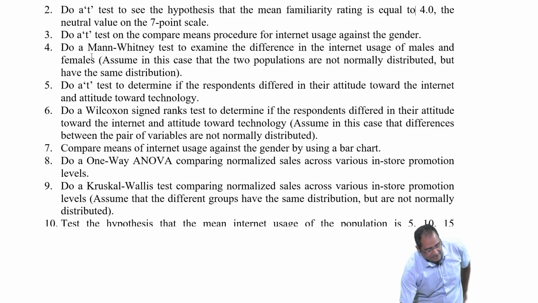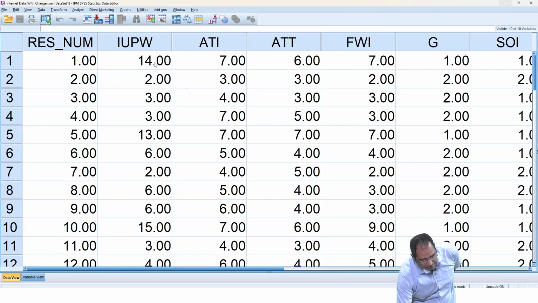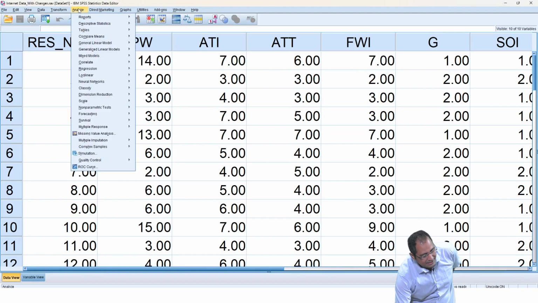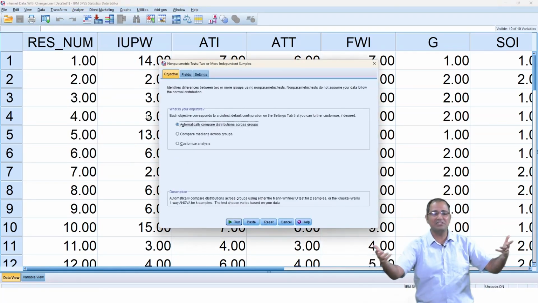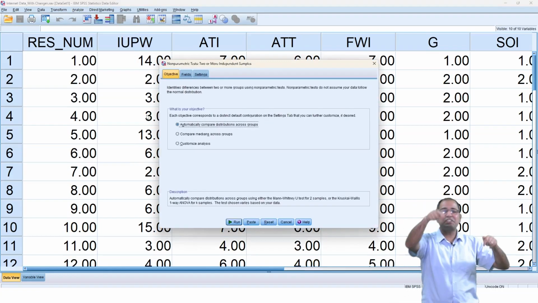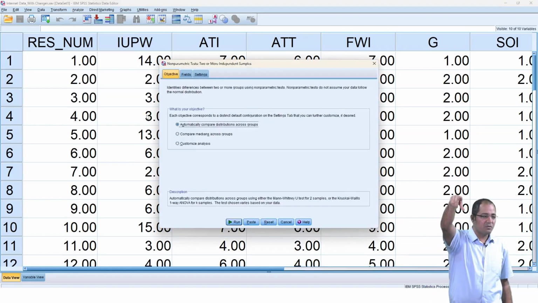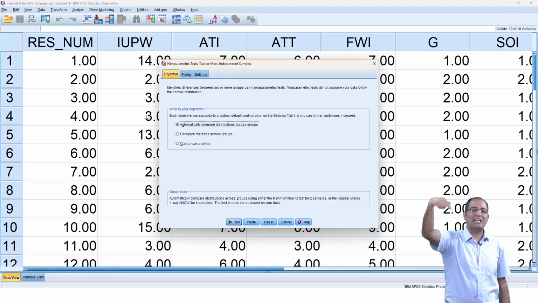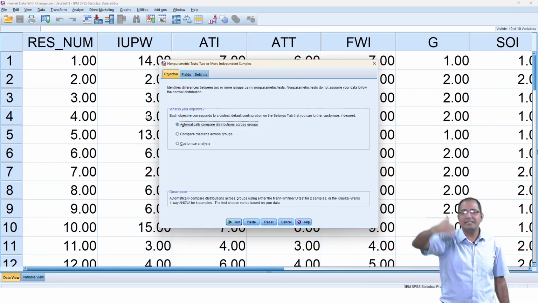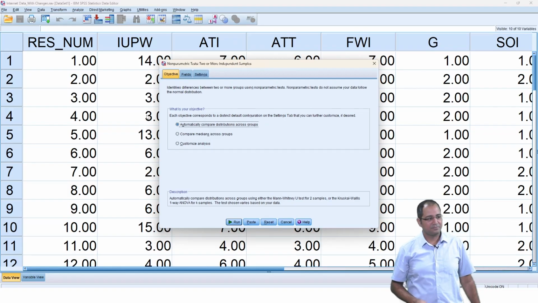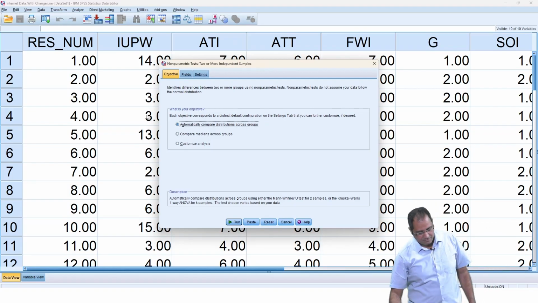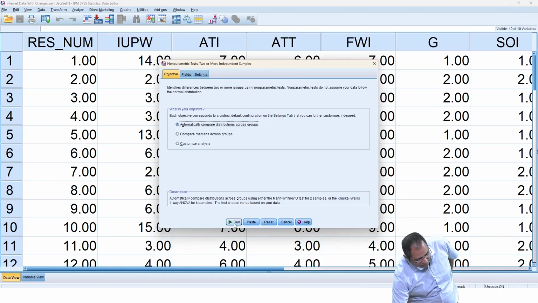So what to do then? The same test, but you have to do it non-parametric. Analyze, non-parametric test, independent sample. Now here it is the test between the medians, because the data is ordinal, assume. In this case, the data is ratio, still we are using it. What SPSS would do is, based upon the ratio data, it would assign them ranks and then conduct the test. Click on run.